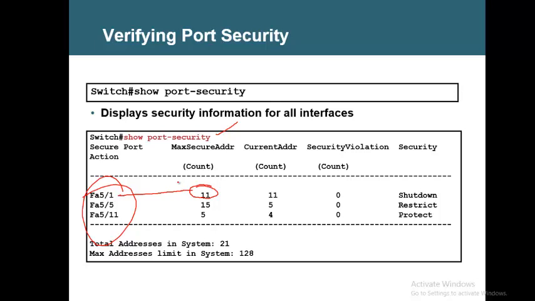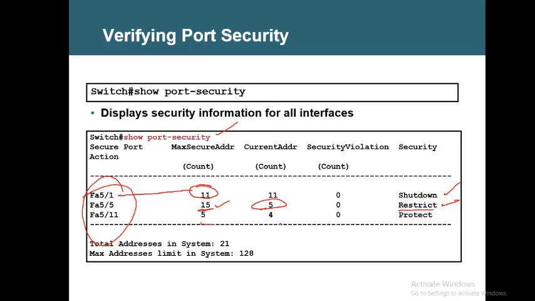Currently, 11 MAC addresses are learned already. So if the 12th comes, it's going to shut down. Whereas in this port, you have a different policy if the violation happens. If the current MAC address count goes more than 15, the 16th one is going to be ignored.